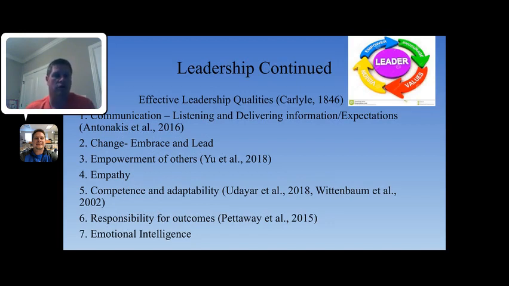Leadership in general, there are several things here that are based off of the qualities of a leader. First is communication. Listening and delivering information and expectations is imperative. You must keep an open line of communication to continue to evolve and get feedback and incorporate feedback and become better. Change, you must embrace and lead it. You can't resist it. If it's remotely valid, it should be something that you should take the forefront of.